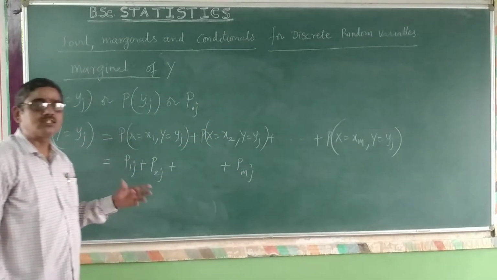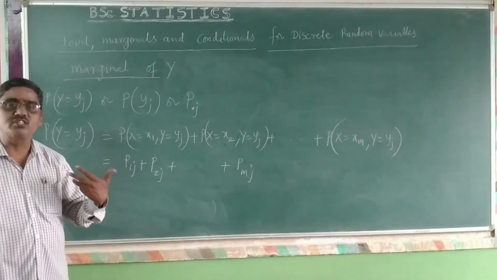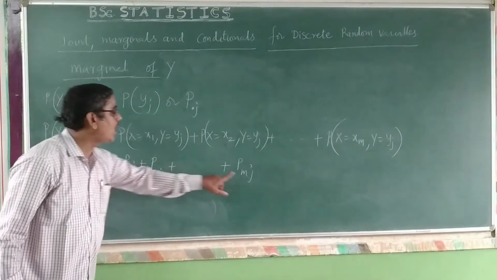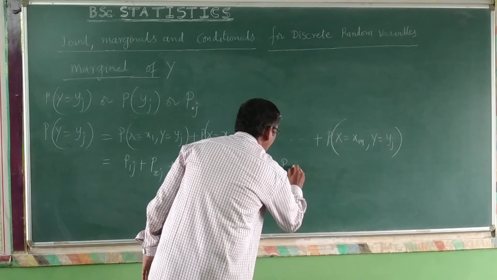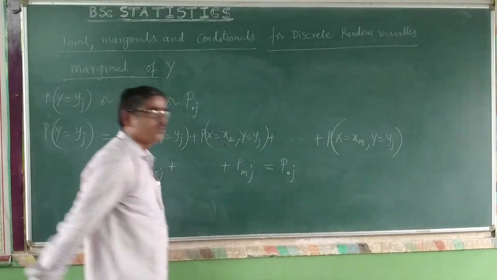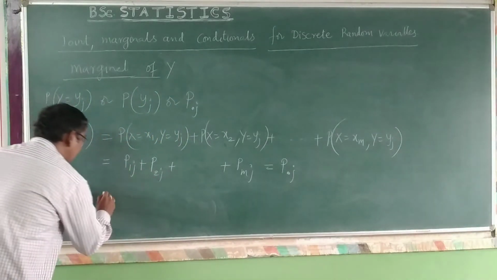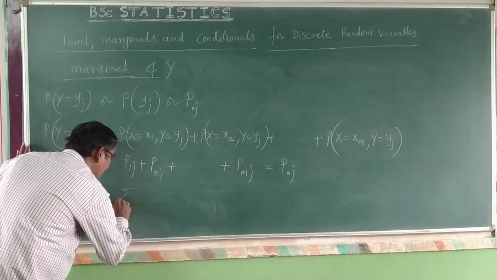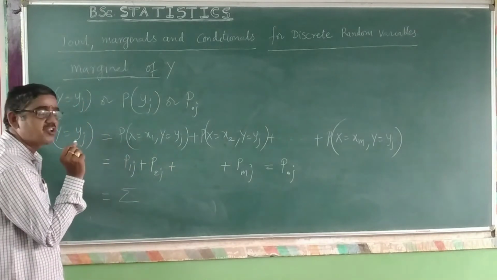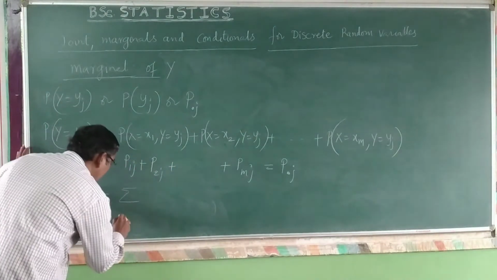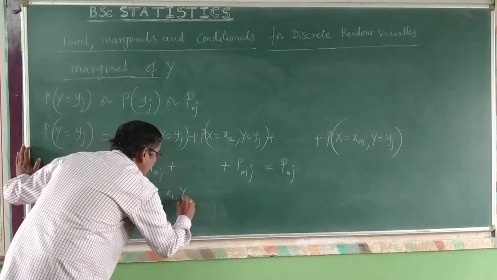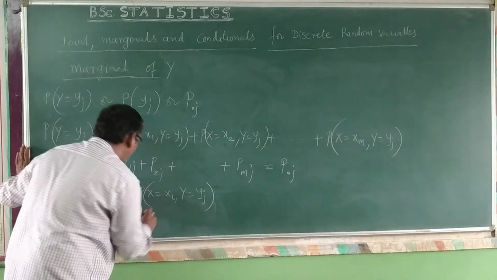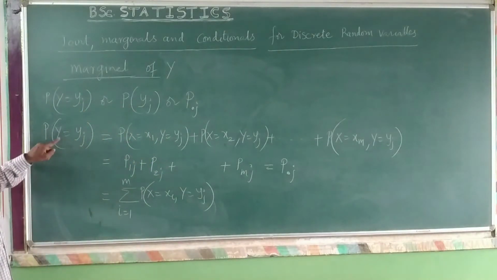So what is constant? j. And which value is running? i is equal to 1, 2, up to m. So therefore, this can be written as p dot j. The formula for p dot j can be written as summation, in the place of i we have the dot, therefore i is equal to 1 to m, of probability of x is equal to xi and y is equal to yj. This is the formula of the marginal probability function of y at the value yj.